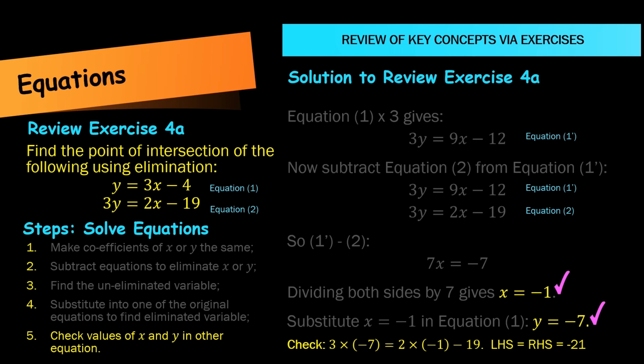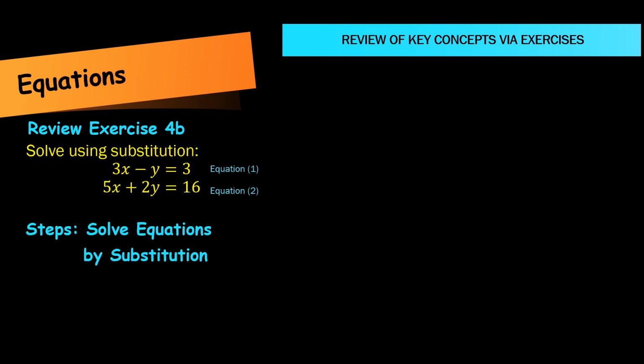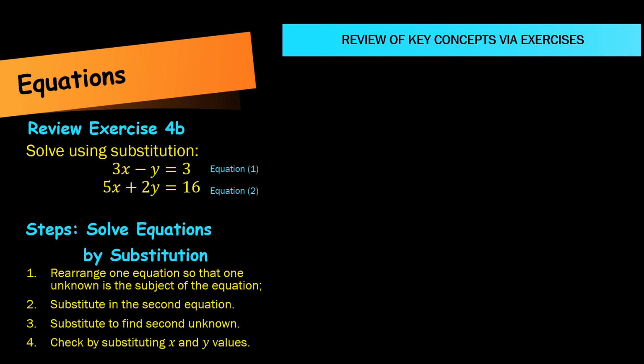Now let's have a go at review exercise 4b. This time we're required to solve the two equations using substitution. So what are the steps required? First, rearrange one equation so that one unknown is the subject of the equation. Next, substitute in the second equation. Then substitute to find the second unknown. And finally, check by substituting the x and y values in the equations. So let's solve exercise 4b.